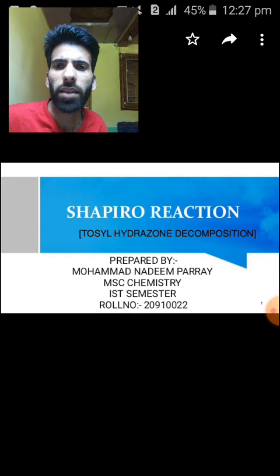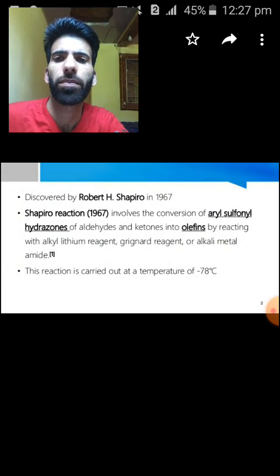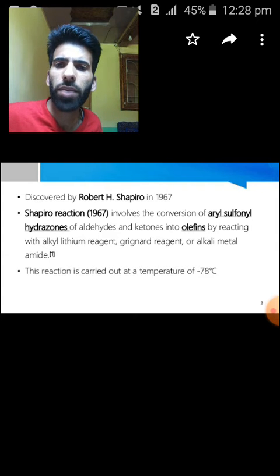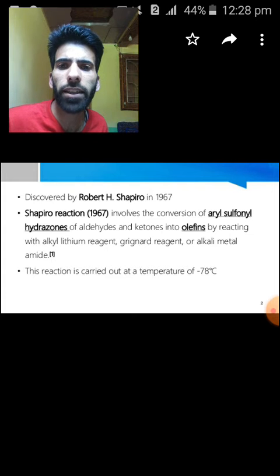Today in this lecture we will discuss Shapiro reaction. Shapiro reaction is Tosyl hydrazone decomposition. This Shapiro reaction was first discovered by Robert A. Shapiro in 1967. Shapiro reaction involves the conversion of aryl sulfonyl hydrazones of aldehydes and ketones into olefins by reacting with alkyl lithium reagent or Grignard's reagent or alkali metal amide.